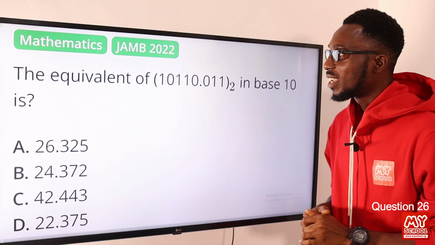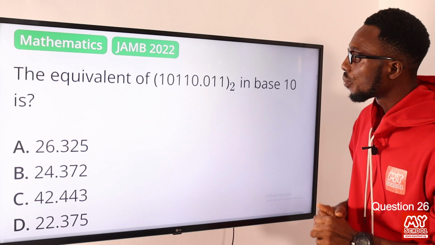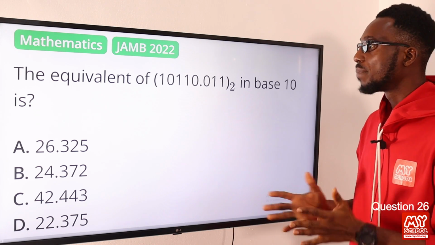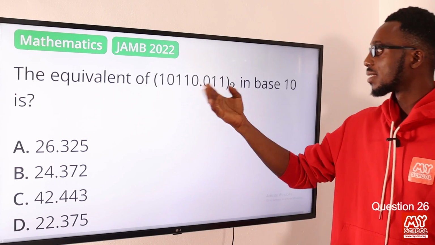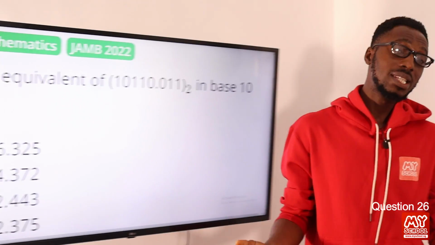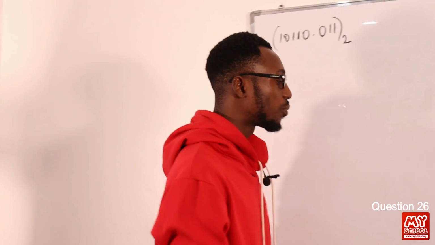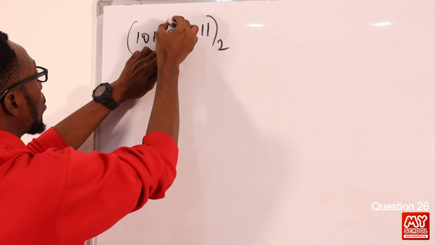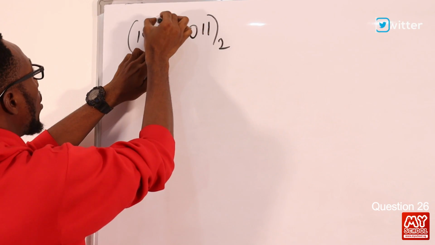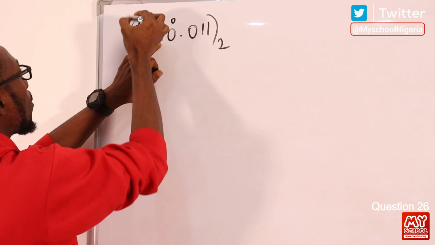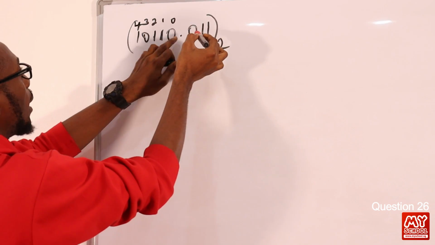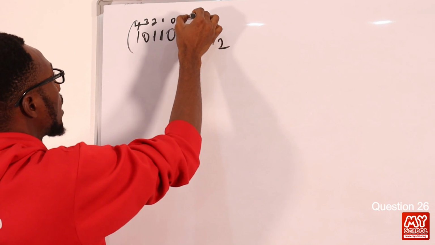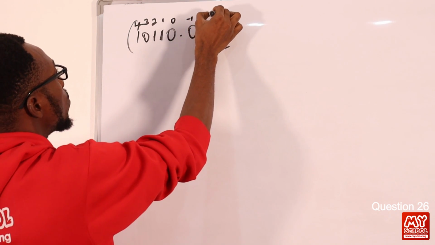26. The equivalent of 10110.011 base 2 in base 10 is what? So we're asked to convert this from base 2 to base 10. How do we do this? Very, very easy. Just pay close attention. This is your 0, this is your 1, 2, 3, 4. Then the decimal point. Then we move backwards: minus 1, minus 2, minus 3.